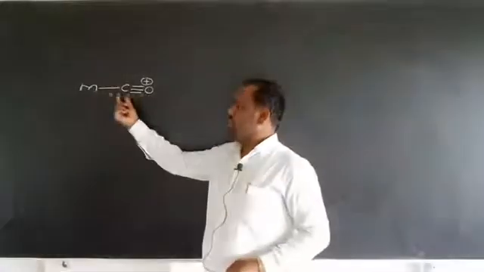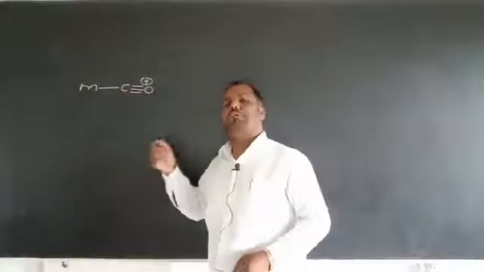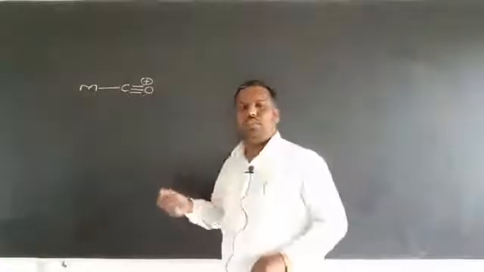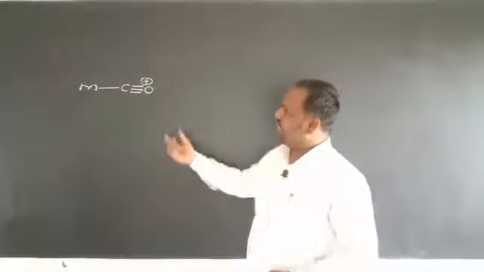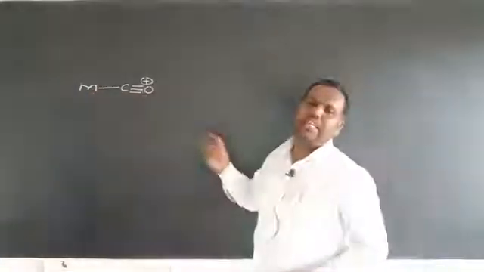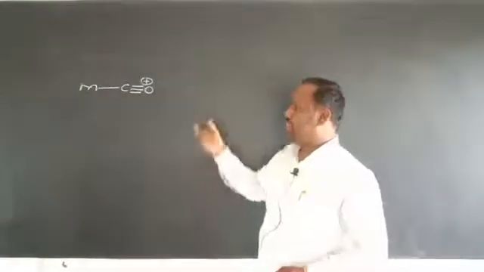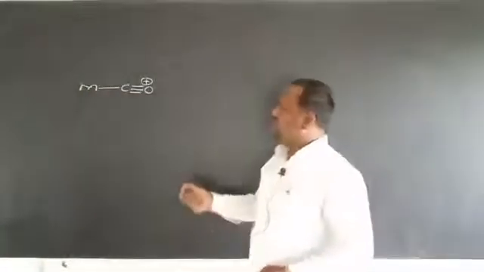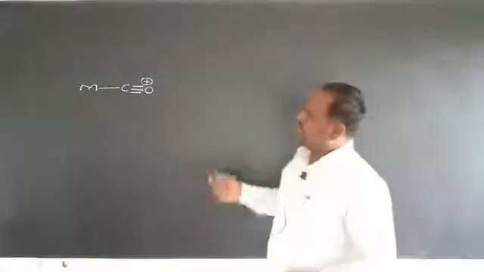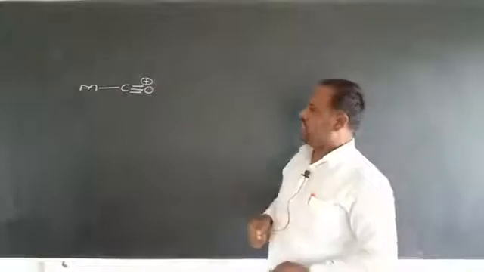So this carbonyl donates its electrons, forms a sigma bond, and we know that this carbon monoxide is also a strong pi acceptor ligand. It takes electrons from the metal atom into its antibonding vacant molecular orbital, and therefore back bonding is also involved. So in this case the carbonyl is a terminal carbonyl.